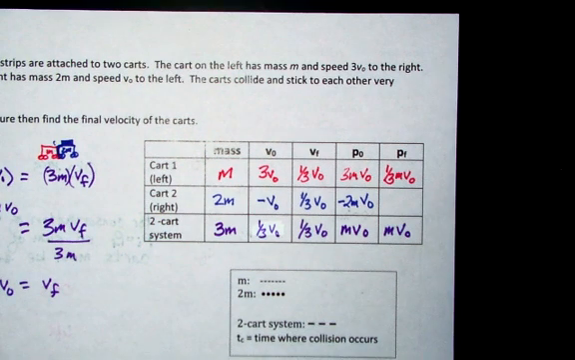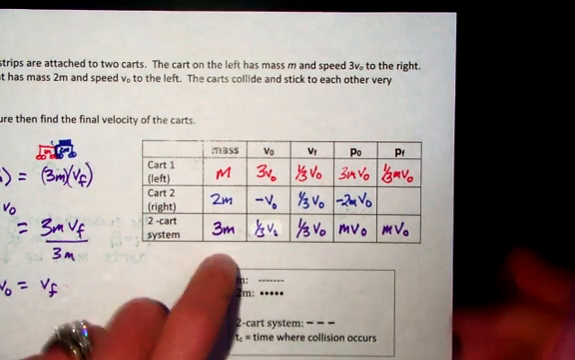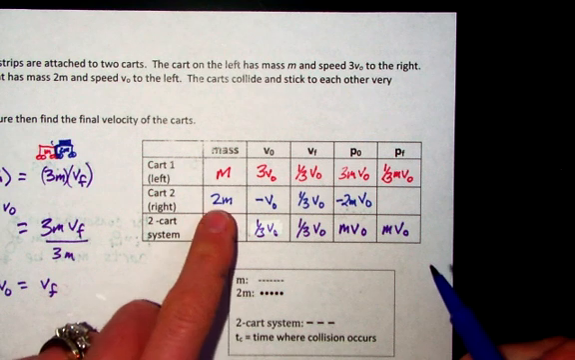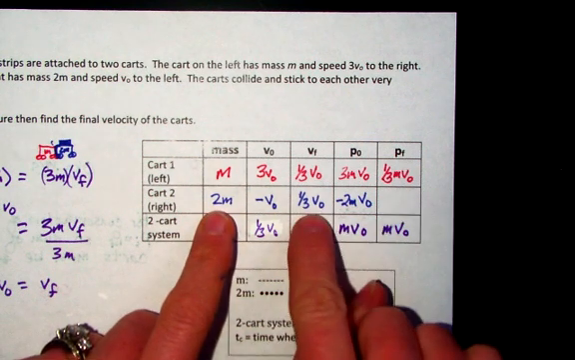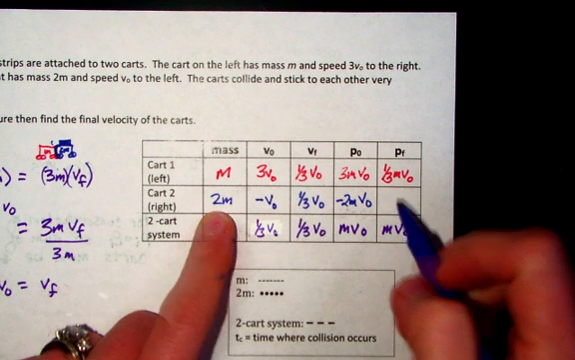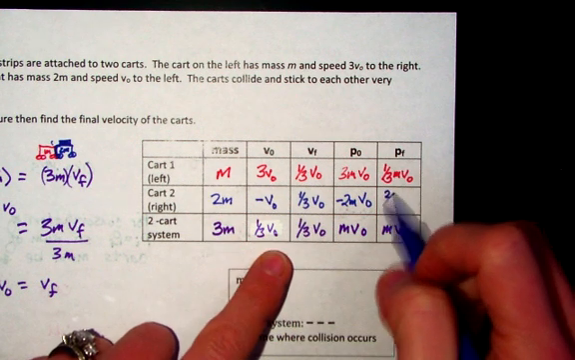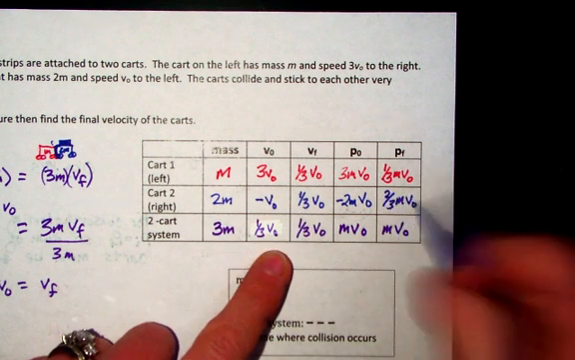And then the momentum of the blue cart, what's the mass? 2m. What's the final velocity? 1/3 v naught. So the final momentum of the blue cart is 2/3 mv naught.